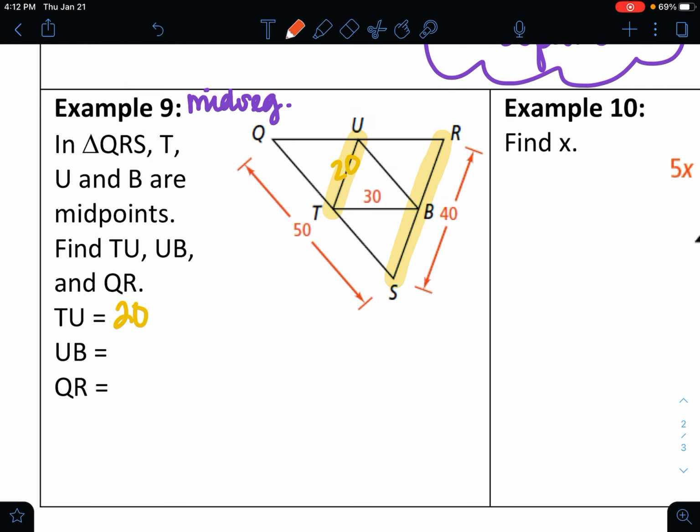Did I tell you that? I don't know if I told you or not. All right, so I'm going to erase. Actually, I'll leave it there.